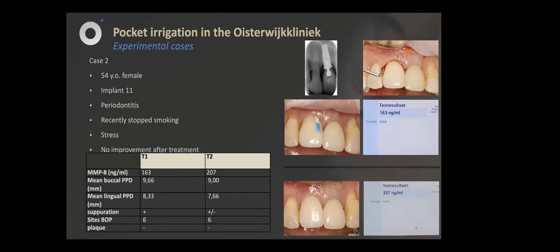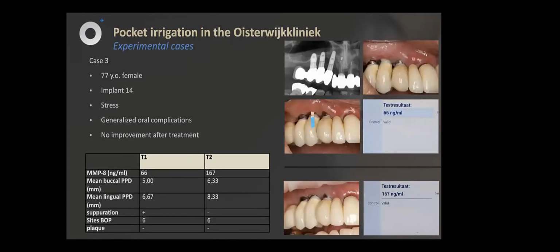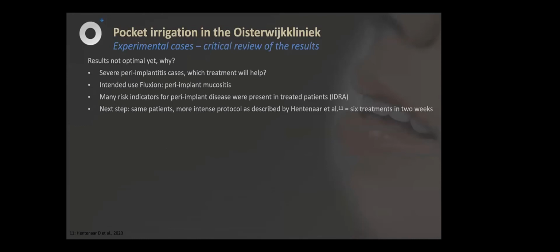So that leaves us with some questions. The 77-year-old female, implant on 1/4. A stressful person, generalized oral complications, and no improvement after treatment. The same thing here if you look at the measurement of MMP8. So that left us with a lot of questions, and the results are not yet optimal.